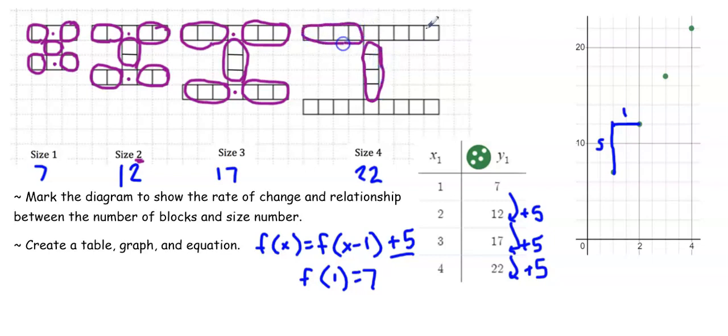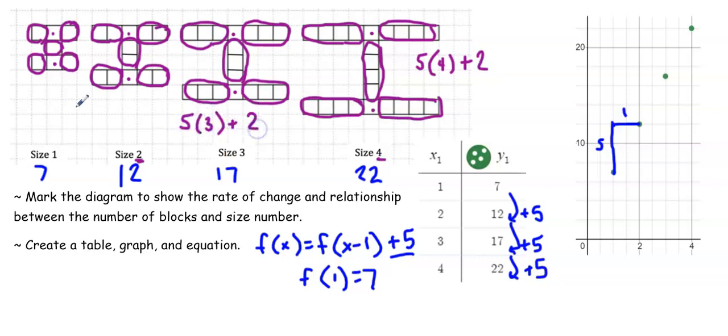So remember, with explicit equations, you want to try to use your size number. Since my size number is 4 here, I'm looking for groups of 4. So I have 5 groups of 4 plus 2 other blocks. Here I have 5 groups of 3 plus 2 other blocks, 5 groups of 2 plus 2 other blocks, and then 5 groups of 1 plus 2 other blocks.